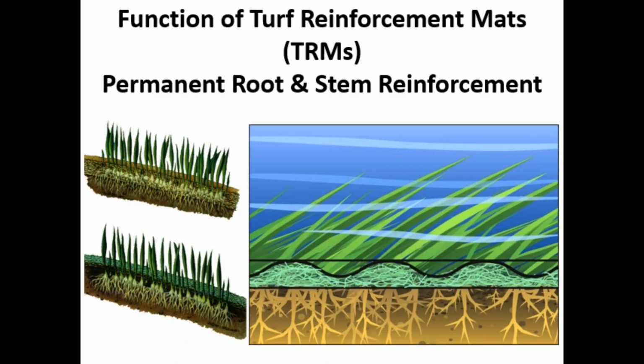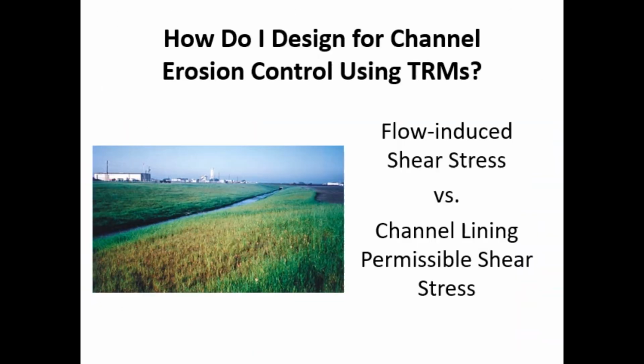This is where the enhancing properties of TRMs that improve and extend the performance of vegetation are imperative. TRMs can provide both root and stem reinforcement and tie the vegetation together in a continuous, stable, vegetated mat. Still, not all TRMs are alike, and it is important to design for the project-specific performance required.